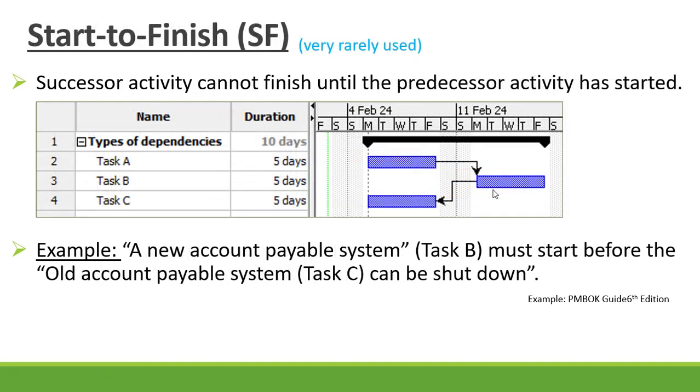And then your start to finish relationship, which is very rarely used, that is where your successor activity, that is now task C, cannot finish until the predecessor activity has started. So an example is a new account payable system, that is task B, must start before the old account payable system, that is task C, can be shut down.